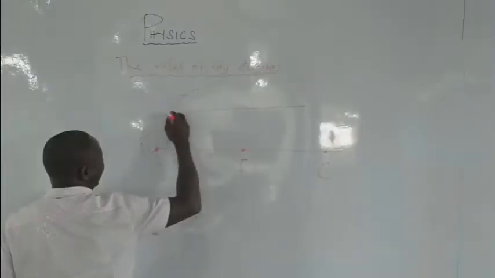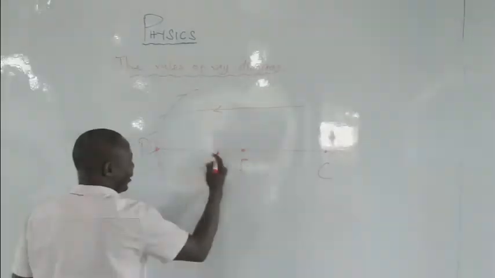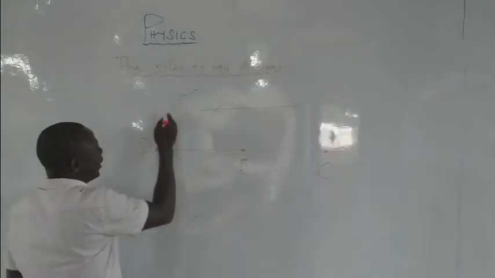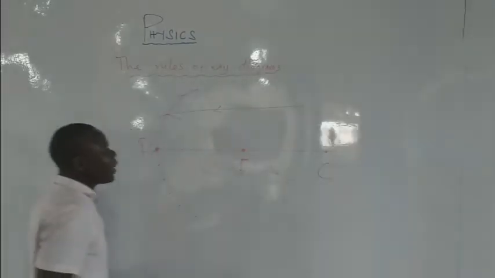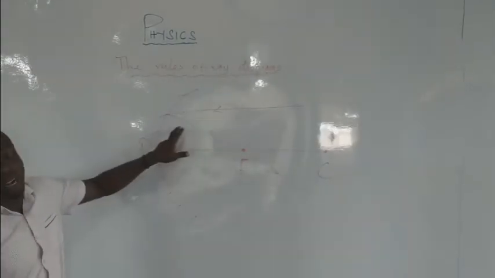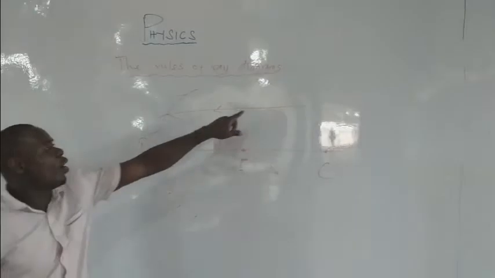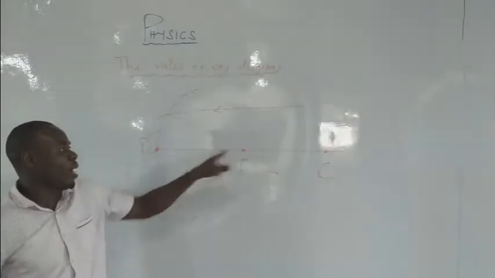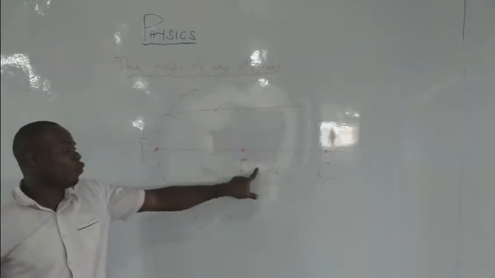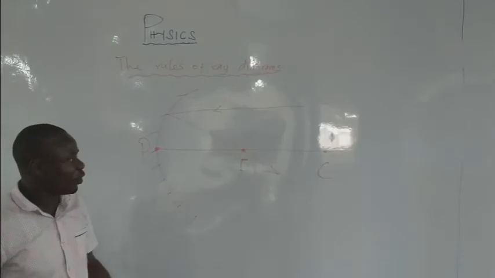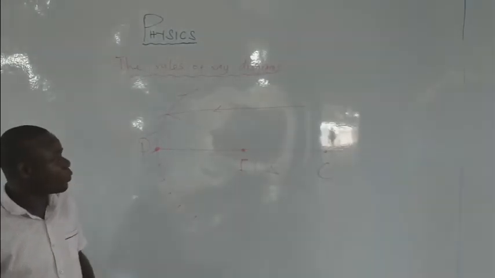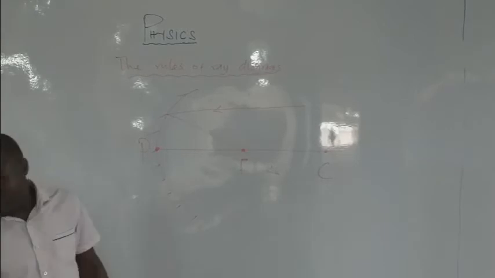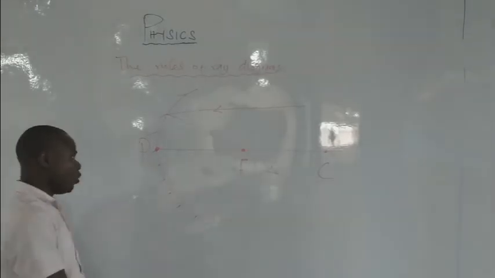The first rule says, if a ray of light is parallel to the principal axis, it must pass through the principal focus after reflection. A ray of light that is parallel to the principal axis must pass through the principal focus after reflection. That is the first one you have to know.